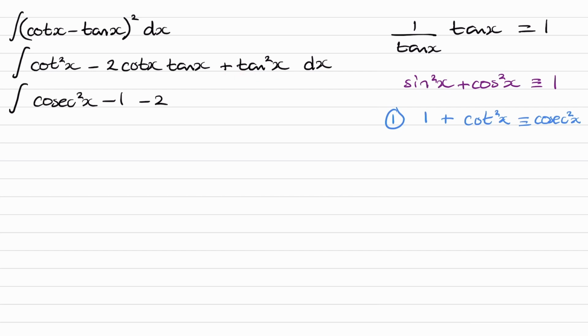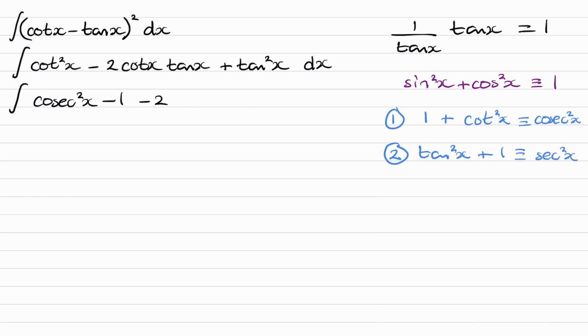Now for the tan squared x, again considering this identity, I'll divide everything by cos squared x. So, divide everything by cos squared x. Sine squared x over cos squared x would be tan squared x. I'll call this equation 2. Tan squared x. Cos squared x over cos squared x would be plus 1. And finally, 1 over cos squared x would become sec squared x.